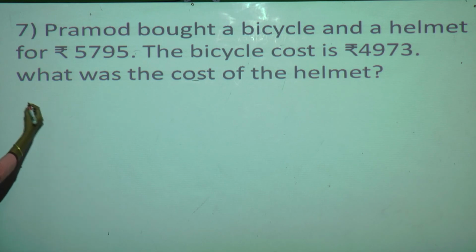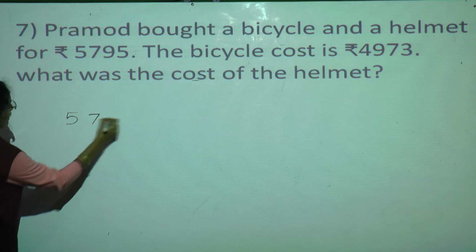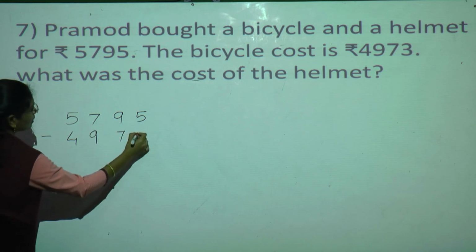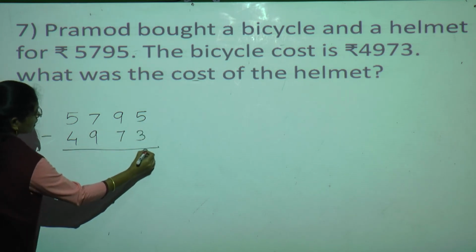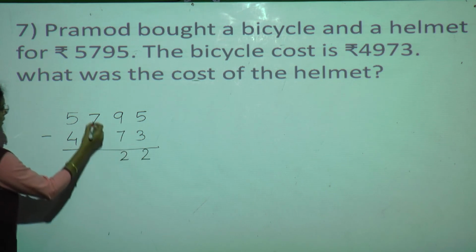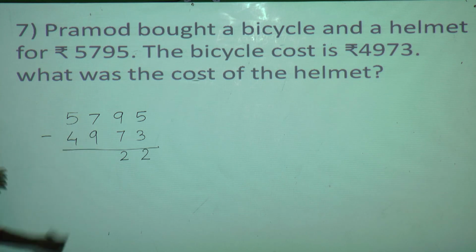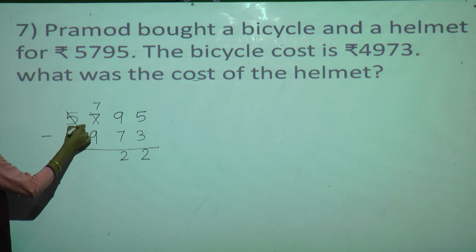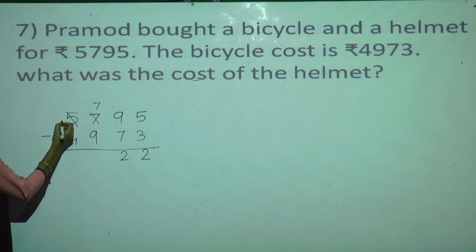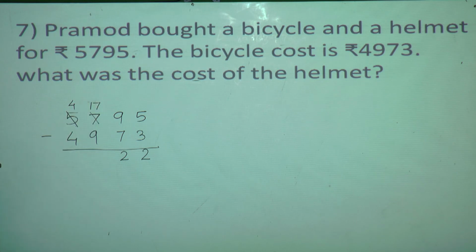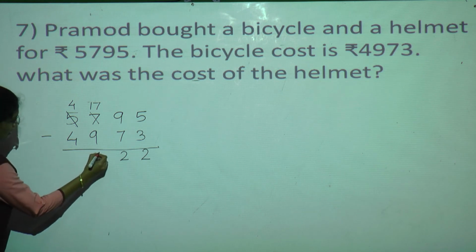Okay, so let us solve. 5795 minus 4973. 5 minus 3, 2. 9 minus 7, again 2. See this hundreds place, 7 minus 9. Here 7 is smaller than 9. Okay, so cut this 7 and write as it is. Go to the neighbor. This is having 5. So take 1 borrow from this 5. 5 minus 1 is equal to 4 and this 7 will become 17. Now do the subtraction. 17 minus 9. Yes, how many? 17 minus 9 is equal to what?